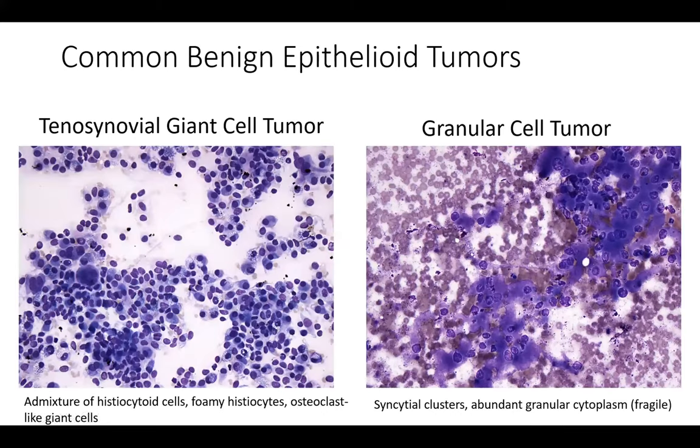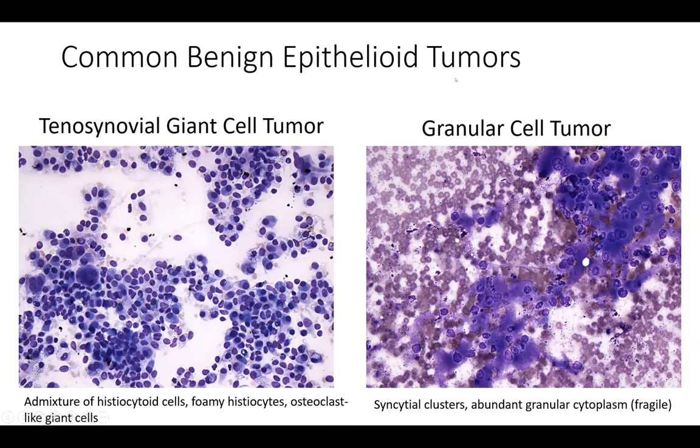And I'll just briefly mention two common benign epithelioid tumors that can enter the differential diagnosis. So tenosynovial giant cell tumor, which often arises in or around the limbs. These typically have an admixture of histiocytoid cells, foamy histiocytes, and osteoclast-like giant cells. So even though we're seeing this epithelioid pattern, that constellation of features and the lack of overt malignant features such as florid pleomorphism and necrosis will be diagnostic for tenosynovial giant cell tumors. And these have CSF1 rearrangements.